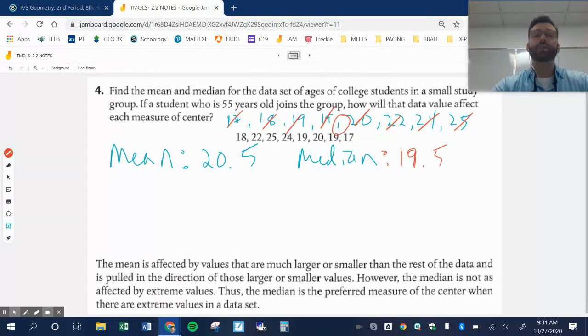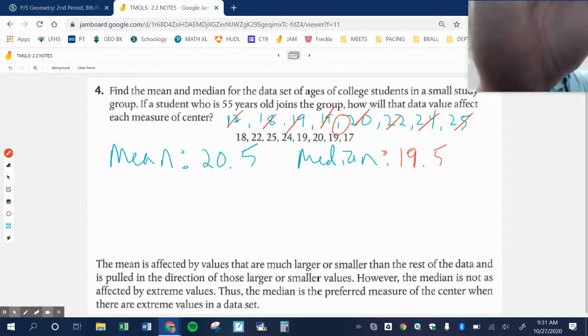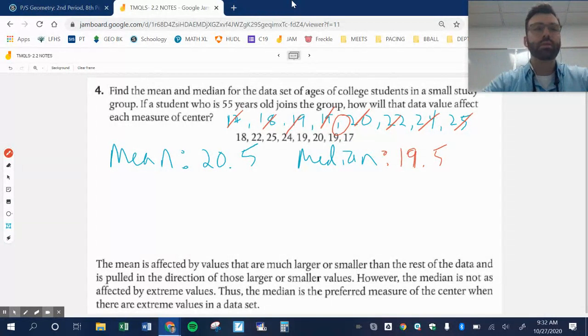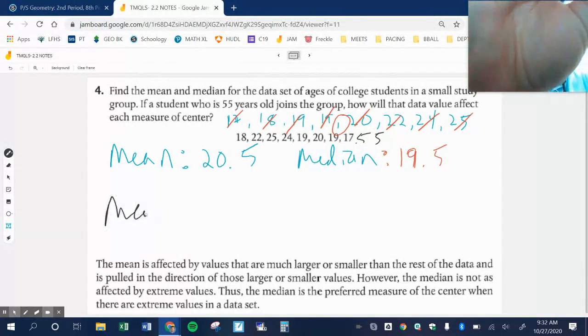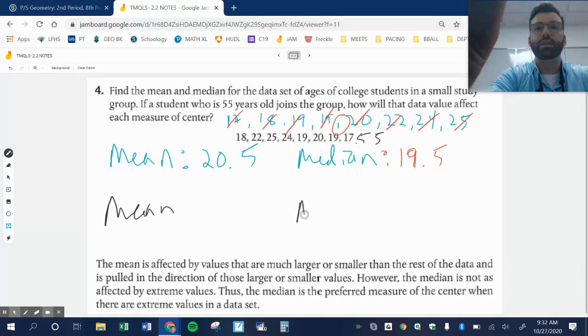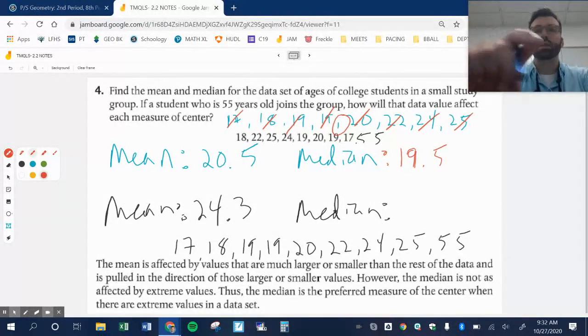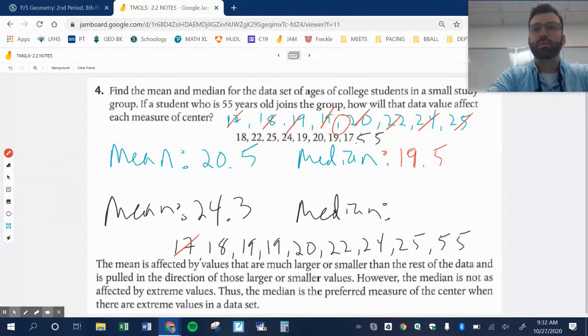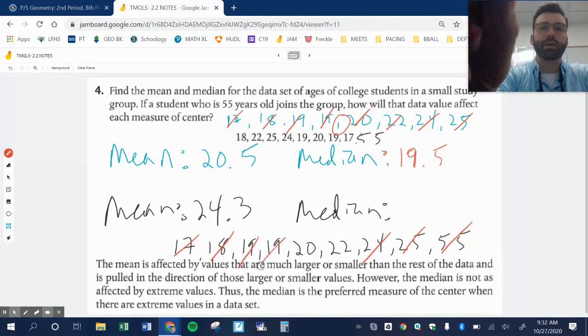Well, obviously it's going to skew our data. Let's try it. So if I add an extra student, add a 55-year-old in this, I want you to find the mean and the median. You do that. I'm going to show my process for the median. I keep crossing off high to low, high to low, or low to high. So my median age is 20.